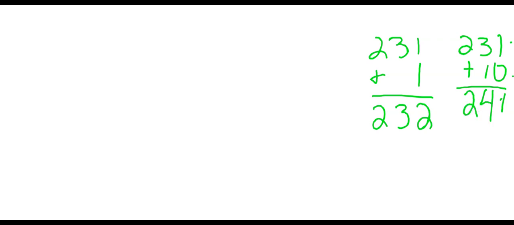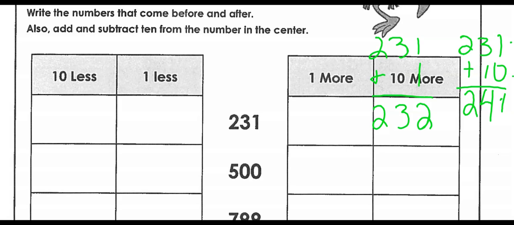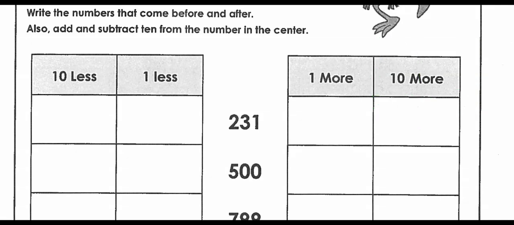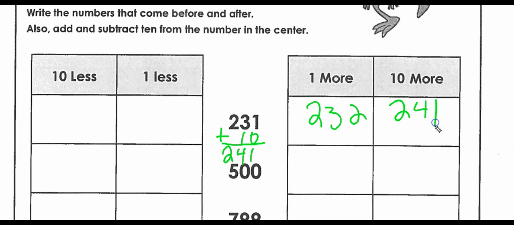Okay, so then I go back to my worksheet, and you're right. If I have 1 more, it's going to be 232. Okay, so when I say 1 more, only the number in the ones place changes. And if I add 10, I'm just going to add 10 to this. 1 plus 0 is 1, 3 plus 1 is 4, and then 2 plus 0 is 2. Okay, so if I add 10, I get 241.